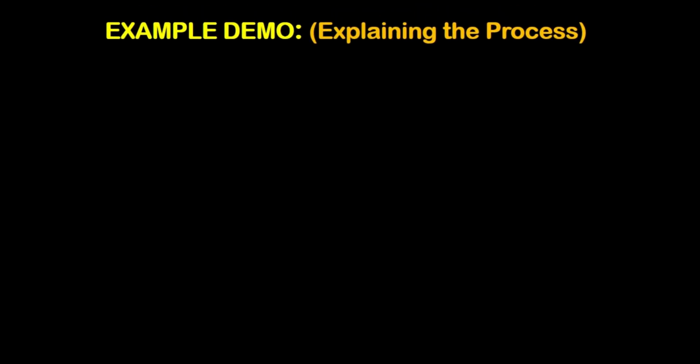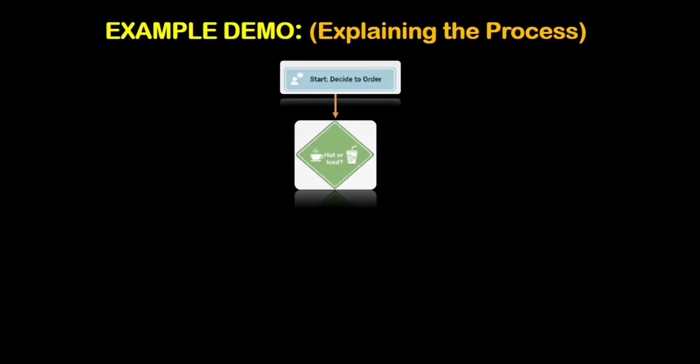So the first stage, we are saying example demonstration explaining a process. The first stage starts here. Okay, start, decide to order. Remember this is pre-recorded and it is already done, and we just want to show you how it works. So after the decision to order is made, we see an animation going into the decision box where hot or iced coffee has to be chosen. And after that decision is made, we move to the left side.